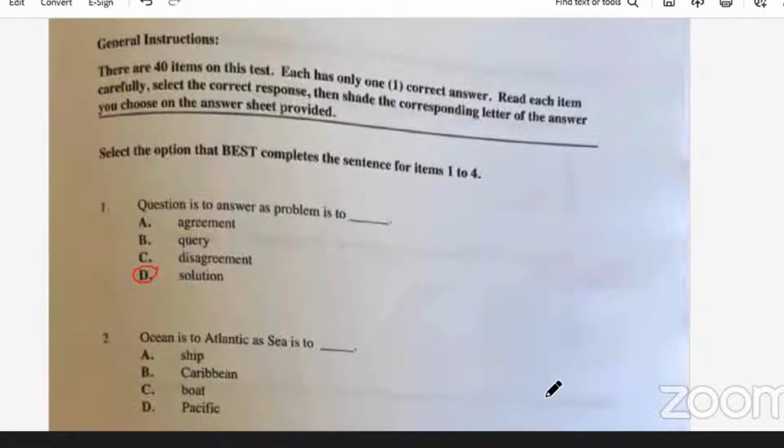Question 2. Ocean is to Atlantic as sea is to. Is it ship, Caribbean, boat, Pacific? The answer is B. Atlantic is a type of ocean, and Caribbean, of course, we have the Caribbean Sea.